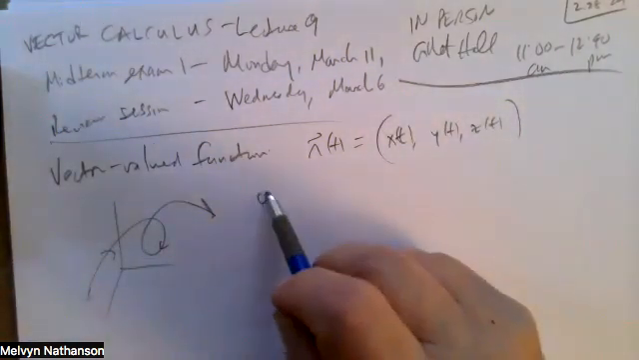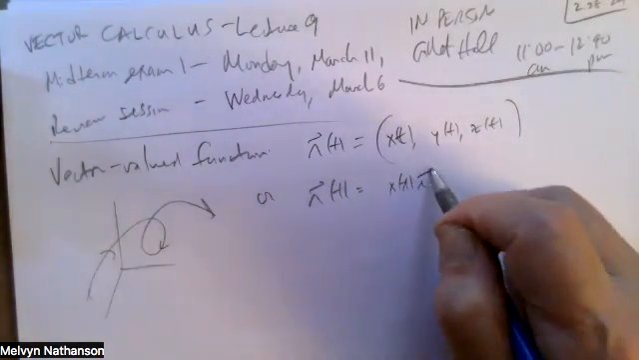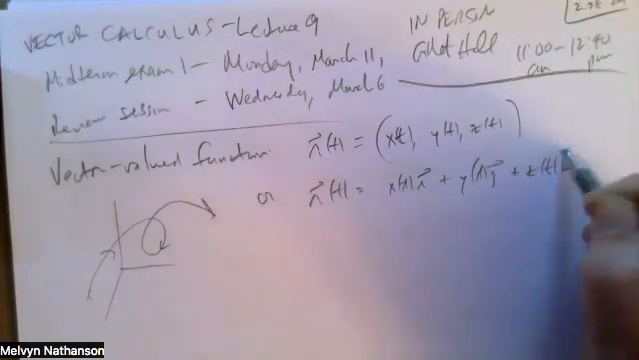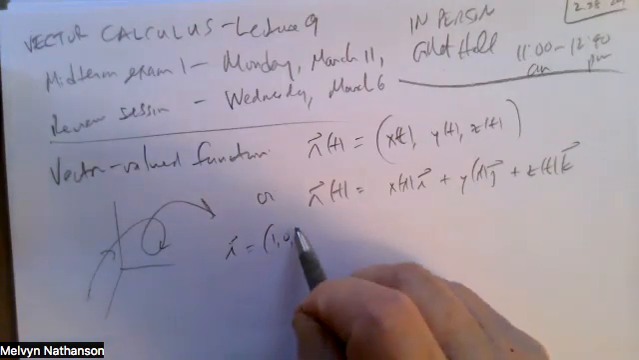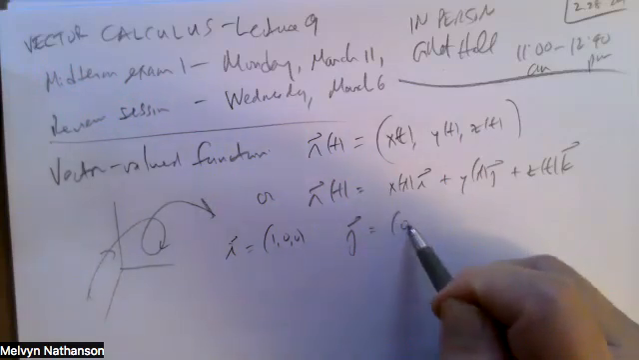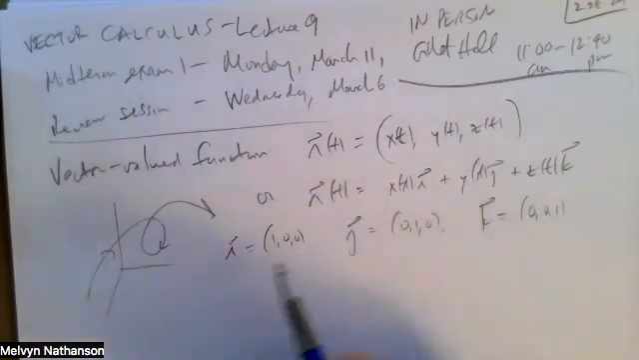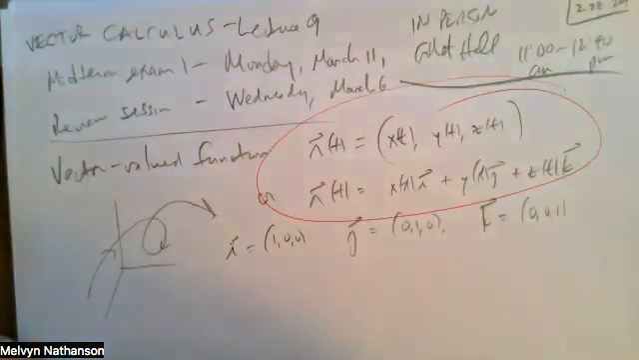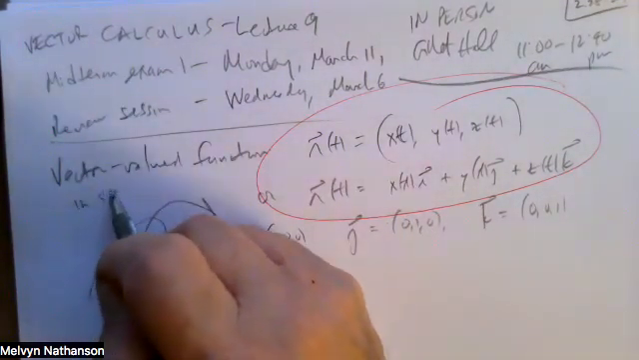If you write it in coordinates, or in exactly the same thing, as x of t i plus y of t j plus z of t k, where i, j, and k are the unit vectors. i is the vector 1, 0, 0. j is the vector 0, 1, 0. k is the vector 0, 0, 1. So we use these 2 notations for the vector valued function interchangeably because they represent exactly the same thing. This is a vector valued function in space.